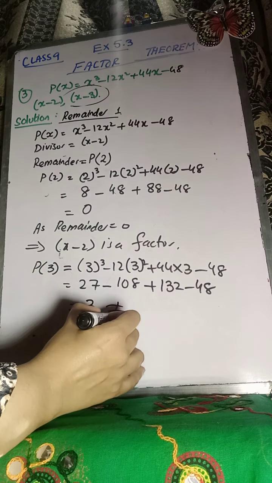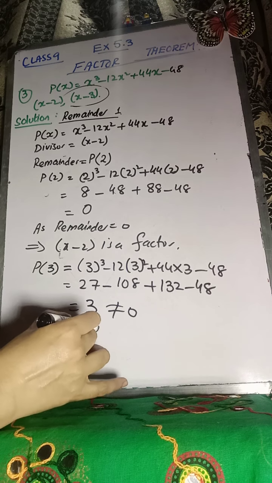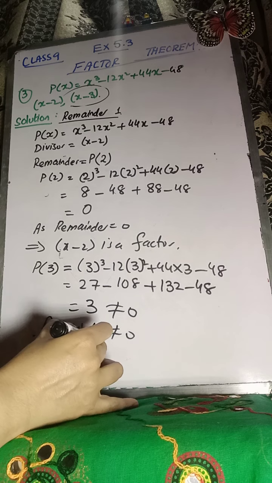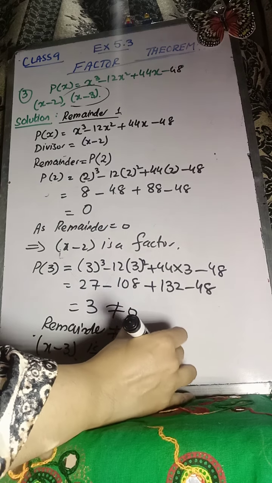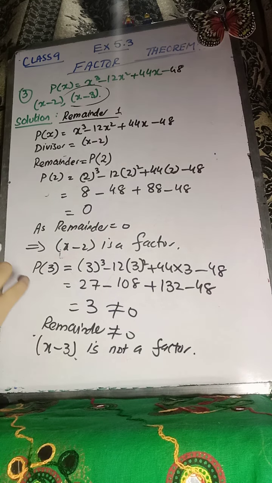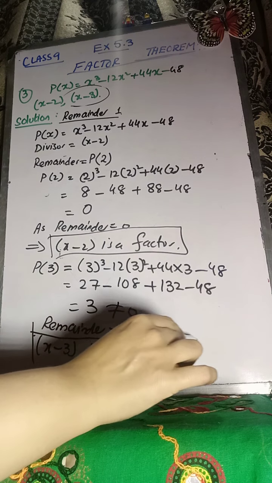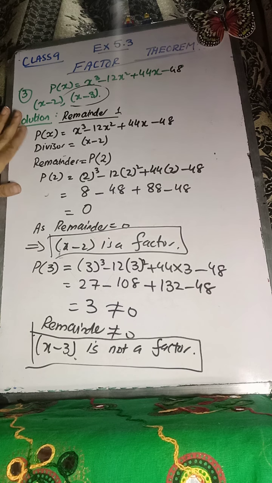And we know that 3 is not equal to 0, so it means that the remainder is not equal to 0. Therefore x minus 3 is not a factor. Okay, so x minus 2 is a factor, and x minus 3 is not a factor. That is what they wanted us to check, whether x minus 2 is a factor of this polynomial or not.